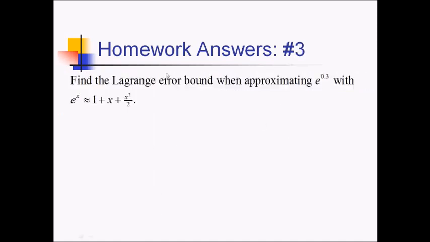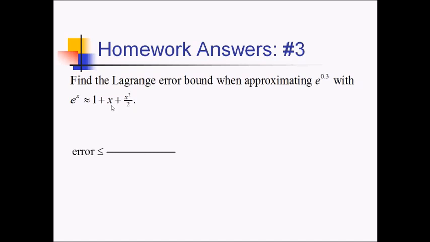On this one, we want the Lagrange error bound approximating e to the 0.3 with this Taylor polynomial here. So on this one, since they said Lagrange error bound, let's just start with that form, error less than or equal to our fraction here. And now we have to figure out the interval that we're on.